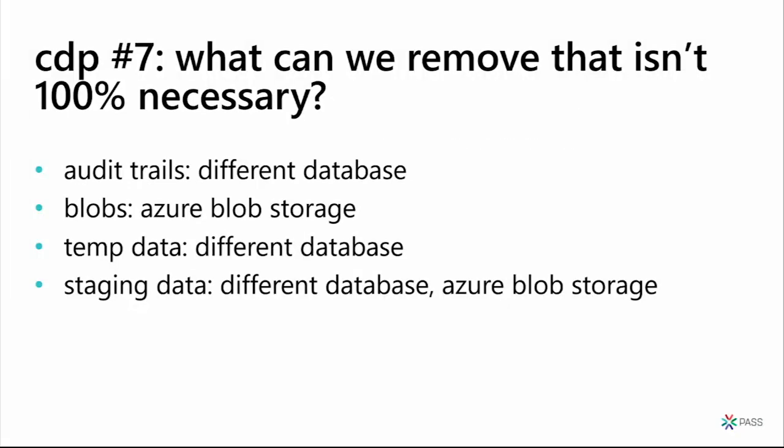CDP number 7, what can we remove that isn't 100% necessary? Remember, in the cloud, specifically in cloud relational database design, we get dinged if we store cold, raw data that nobody uses. So what cold, raw data that nobody uses is existing in our database, even in our sales calculator, even in our little app that we're doing? What can we remove from that database and get out of our schema?